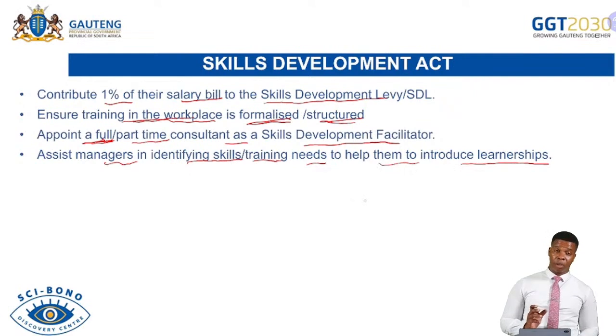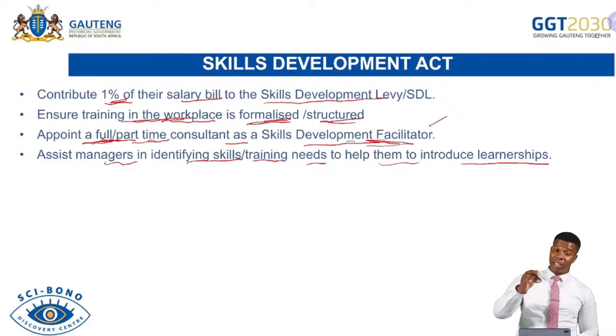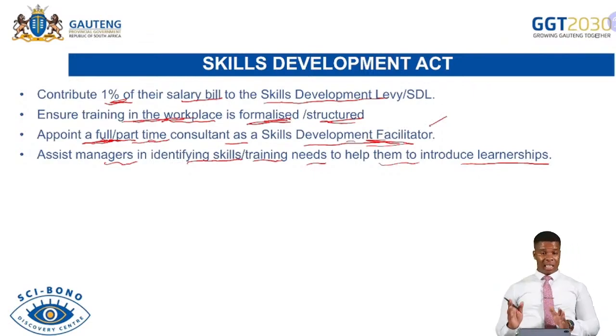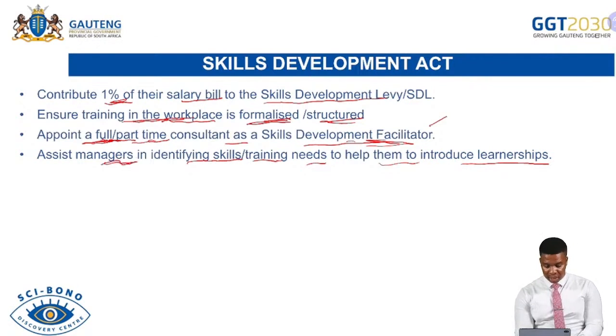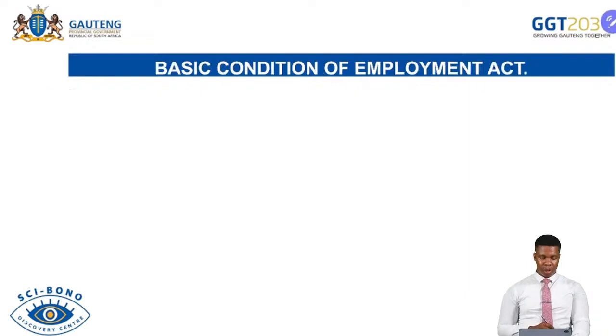So that is the human resource manager. That is how they will be implicated. They have to ensure that the business pays 1%. They have to ensure that training in the workplace is formalized. They have to ensure that if they are allowed, they appoint a full or part-time consultant as a skills development facilitator to be the overseer of the training that is taking place inside the business. Basically, they'll be managing and monitoring if workers are trained properly. And then they assist managers in identifying skills or training needs that would help to introduce learnerships. So that is the Skills Development Act and how a human resource manager would be implicated.